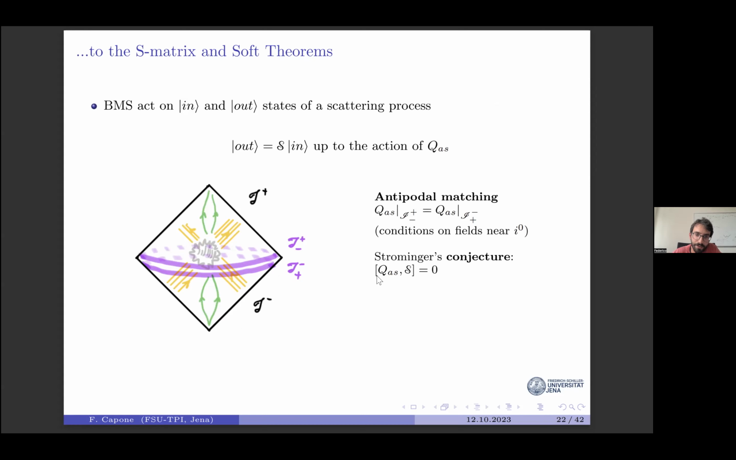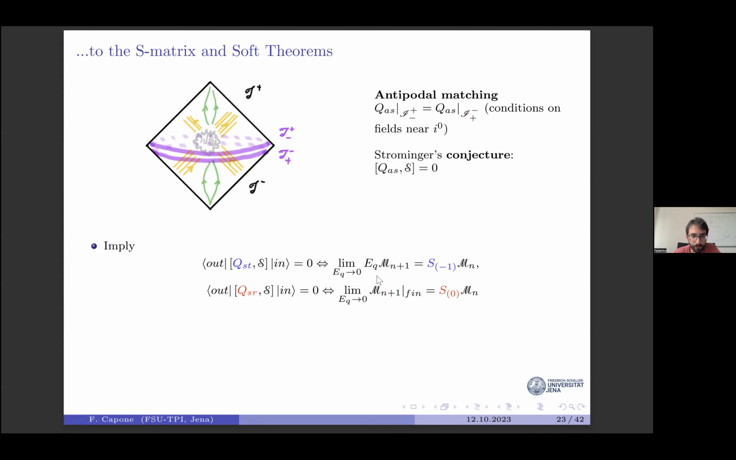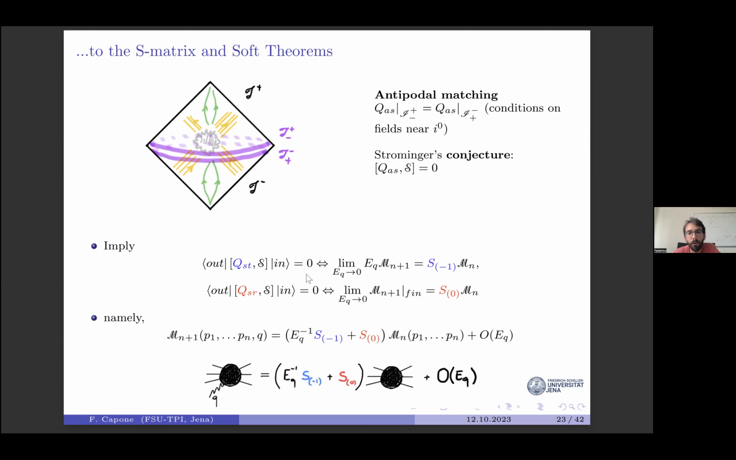And once you analyze the consequences of this commutation in an appropriate momentum basis, you see that you get the soft theorems. So this is how the story unfolded in four dimensions. Now, you can ask, well, why don't we do the same thing in five dimensions? Where is the problem in higher dimensions, not only five, but six, and so on?